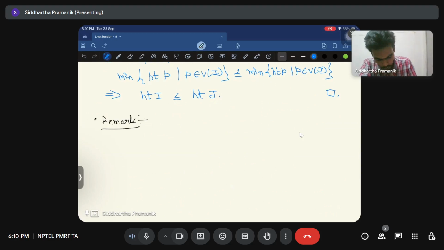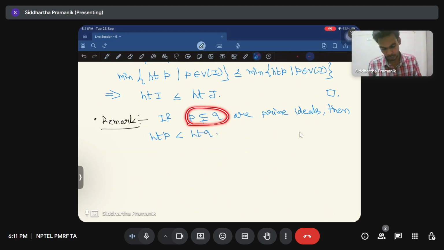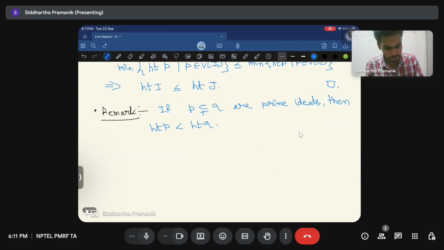So this is just an observation. If P properly contained in Q are prime ideals, then height of P should be strictly less than height of Q, right? Because here we are adding one more prime Q itself, so height will be at least one bigger than the height of P. So we'll use these facts.